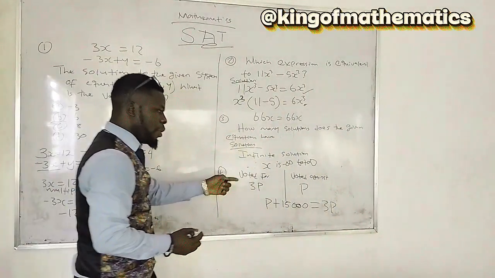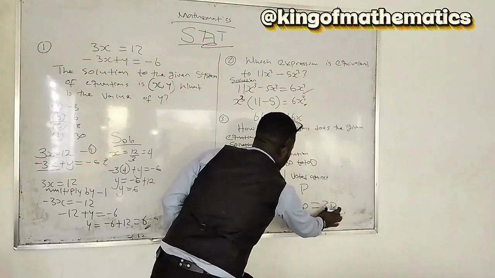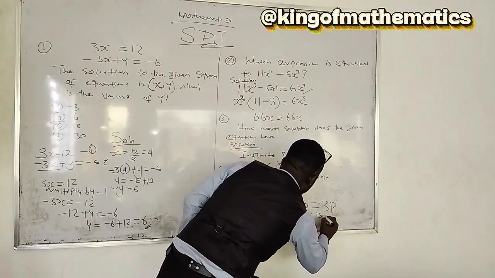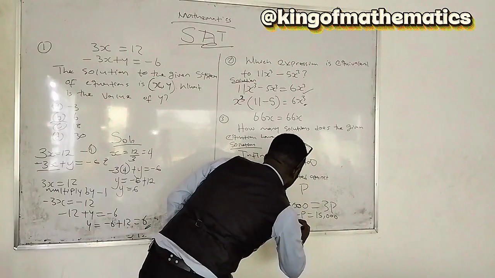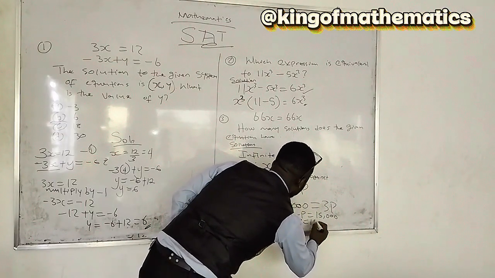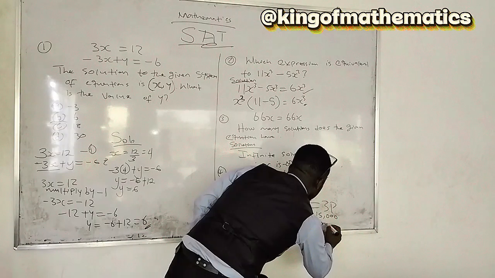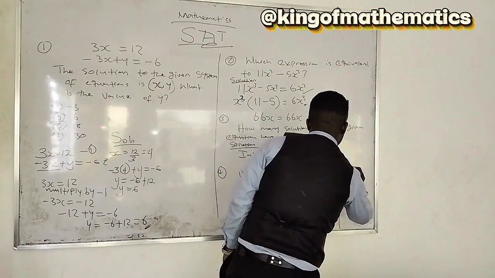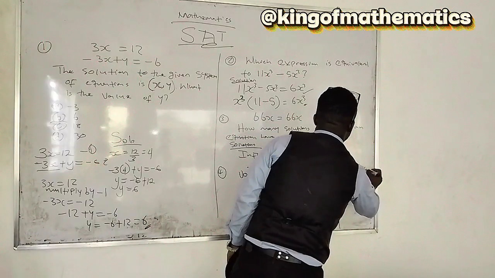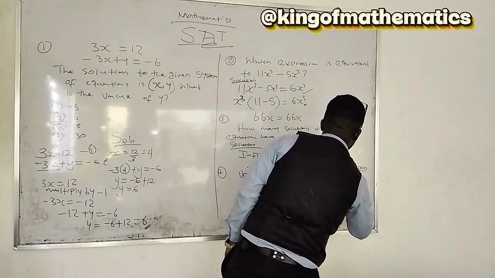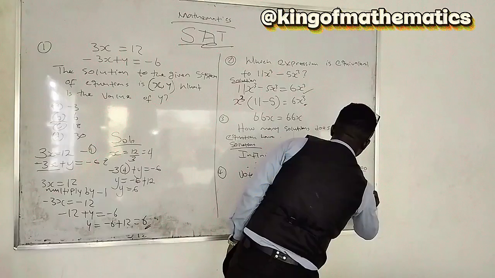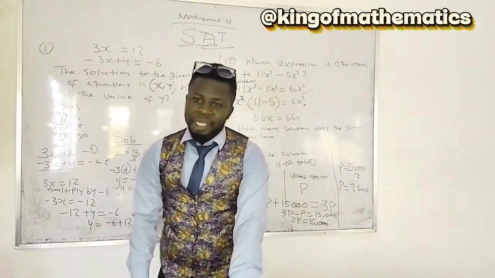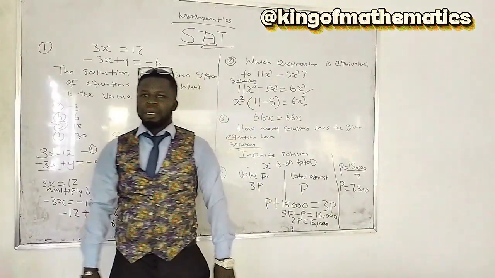In the long run, you transfer this one to this side. You have 3P minus P equals 15,000. You have 2P equals 15,000. Therefore, P equals 15,000 divided by 2, and P equals 7,500. What did they ask us to find? Voted against. So voted against is 7,500.